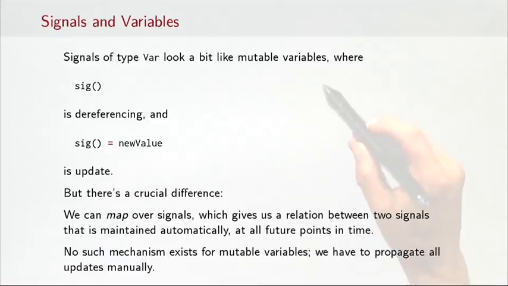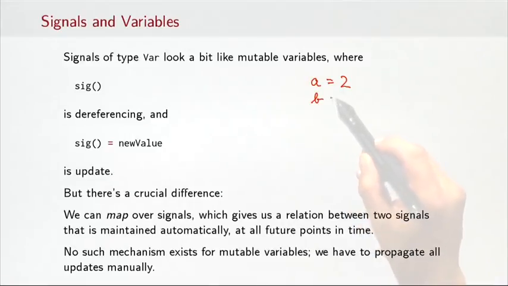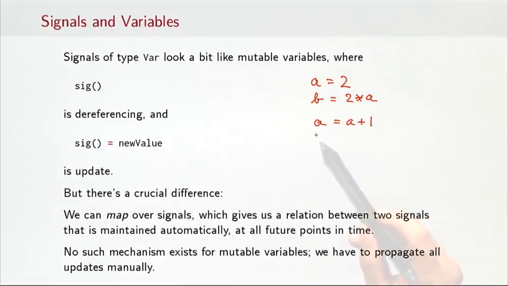So for instance, if we have a variable a initialized to 2, and then b would be 2 times a, and then we would update a = a + 1, then the value of b does not automatically get updated together with the value of a.